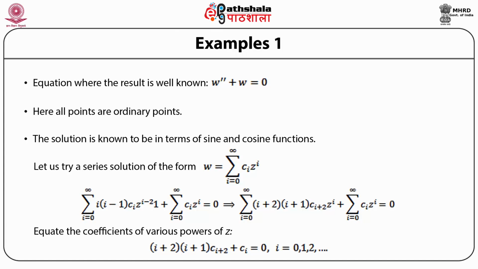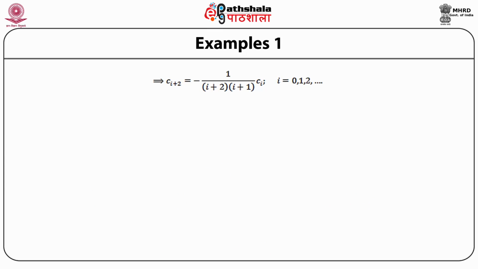Now we equate the coefficients of various powers of z to 0 and we obtain (i plus 2)(i plus 1) c_(i+2) plus c_i is equal to 0, where i goes from 0, 1, 2 and so on. c_(i+2) will be given by minus 1 by (i plus 2)(i plus 1) multiplied by c_i, where i takes the value 0, 1, 2 and so on. Please note that here c_0 and c_1 are arbitrary. The rest are given in terms of these two by the above recurrence relation.